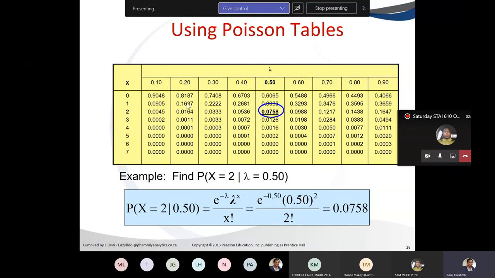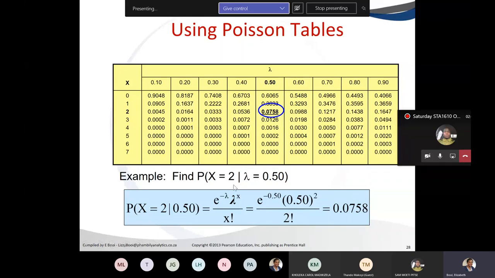So for every lambda table that you will have, it has its own corresponding x values. For example, on this one, the x might end up at 7. The next one, the x might end up at 8. The next one might be different. So you need to be very careful when you use the tables and not assume that they are the same for all of them. So let's say here we want to calculate the probability of X is equal to 2. Let's say our lambda, which is our expected value, is 0.5. So we go to the table, we look for 0.5, and we go to the side, we look for X is equal to 2. And when they meet, that would be the probability.